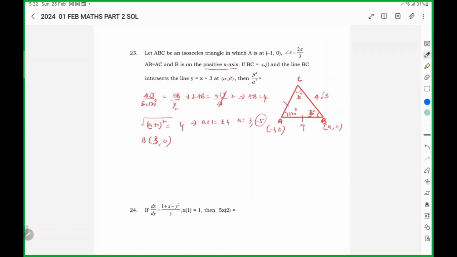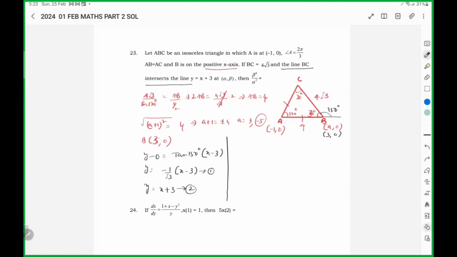So after getting B, the line BC intersects. So how do I find the BC equation? It makes an angle of 30 with the x-axis, it is 150. This point is (3, 0). Slope will be tan 150 degrees, y equals tan 150 times (x minus 3), tan of 180 minus 30. So this is one equation. The other is y equals x plus 3. So solving these two, we get x plus 3 as √3x plus 3√3, x into (√3 plus 1) is, x will be (3 minus √3) by (√3 plus 1).